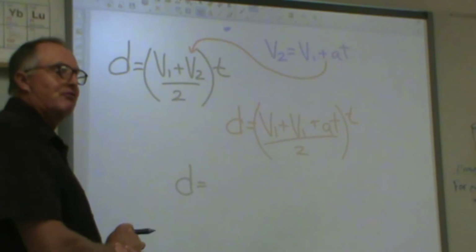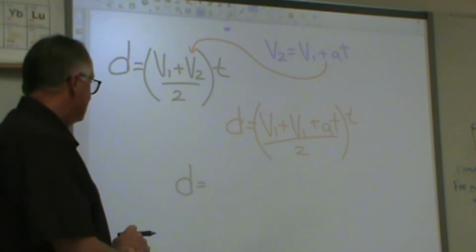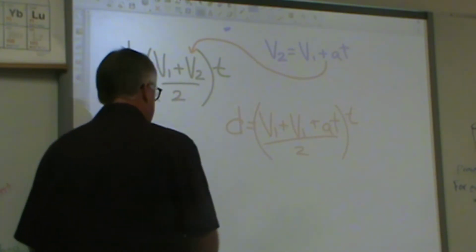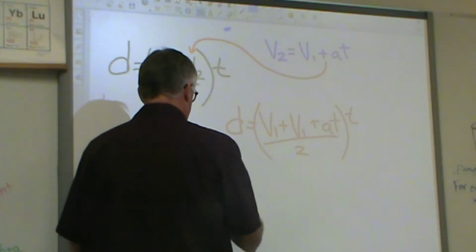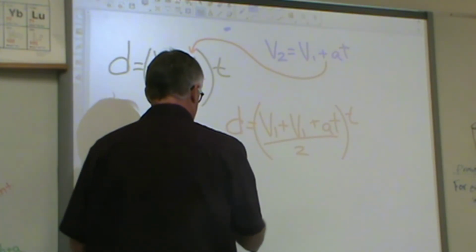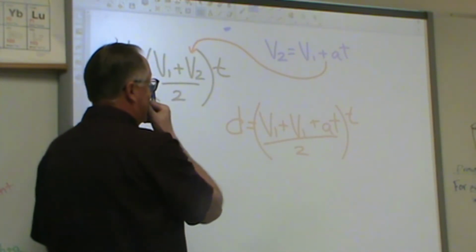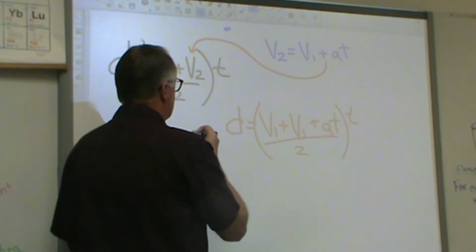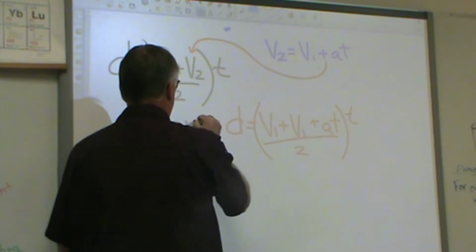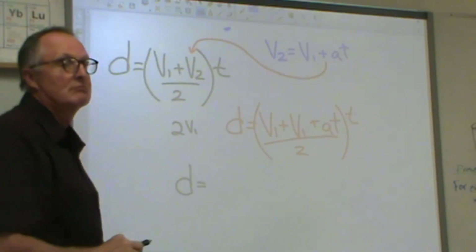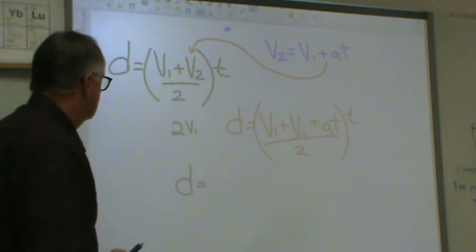Get an answer for me, young man? Hopefully. You do d equals t v2, is that right? There is no v2 anymore. Don't you add the v1 to v2? That would give you 2v1. So would it be 2v1t times t?